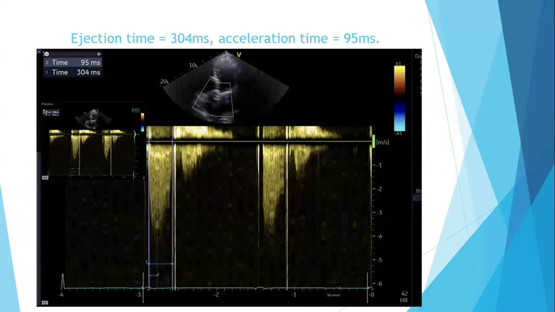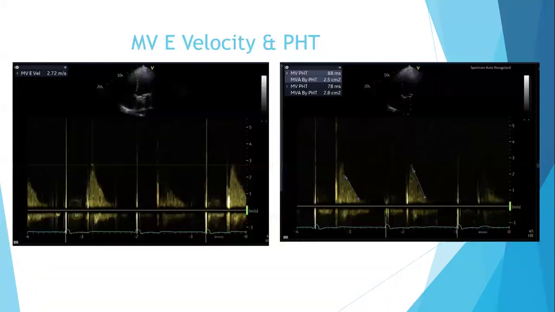Here we can appreciate the ejection time and the acceleration time of the aortic valve, for which it was 304, and the acceleration time was 95 milliseconds. This is followed by the measurements taken for the mitral valve. The peak E velocity was 2.72 meters per second.